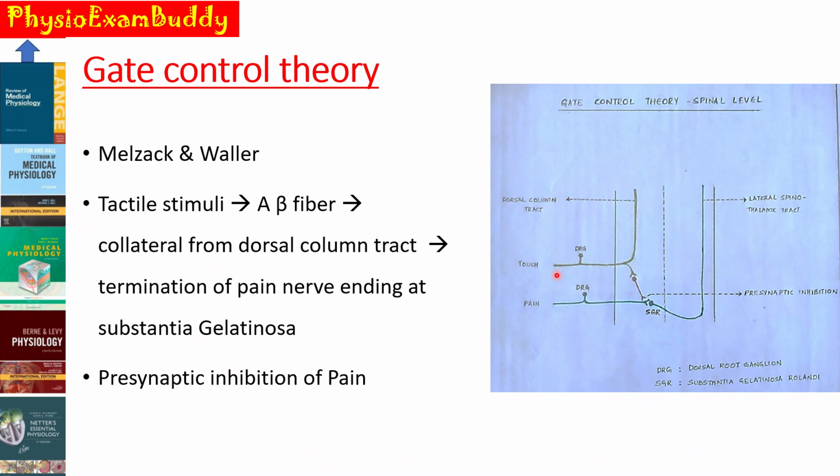You know that the dorsal column, which carries the touch sensation, also enters the spinal cord through the dorsal horn of the spinal cord itself. Whenever there is any touch or tactile stimulus, it will be carried by our A beta fibers, which will send a collateral from the dorsal column tract to the termination of the pain nerve endings at the substantia gelatinosa. So this is the dorsal column tract which carries the touch fibers. They will send the collateral to our lateral spinothalamic tract which carries the pain fibers, and this collateral will end at the substantia gelatinosa of Rolando. This is a classical example of presynaptic inhibition of pain.